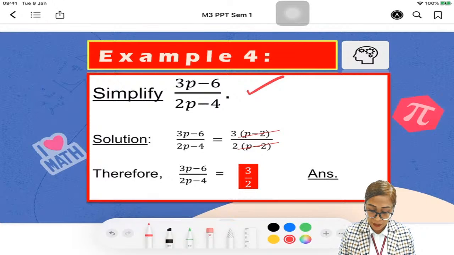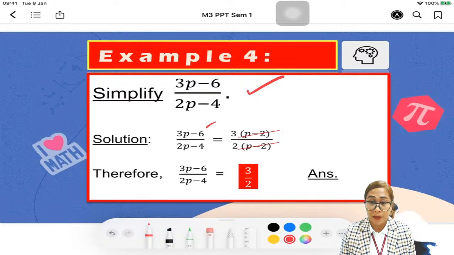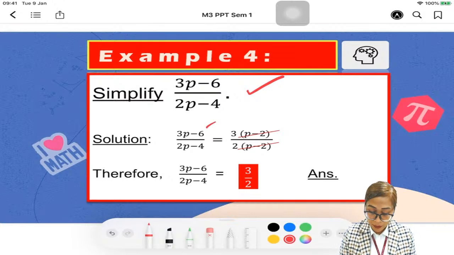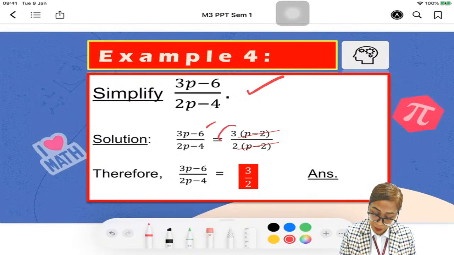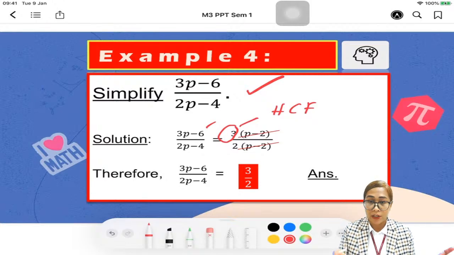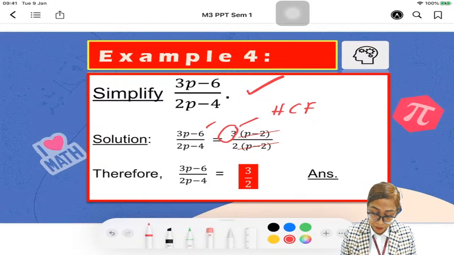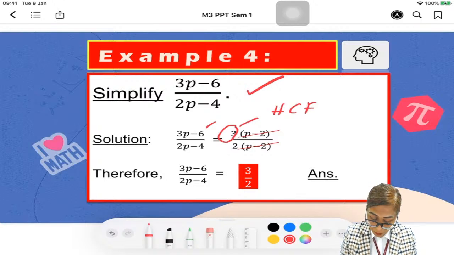Copy 3p minus 6 all over 2p minus 4 is equal to, what is common in 3p minus 6? Take it out. And that is 3. We call this the highest common factor. Okay, so just take it out. Divide 3p by 3. The answer is p. Divide 6 by 3. The answer is 2. And you just put it in the parentheses.